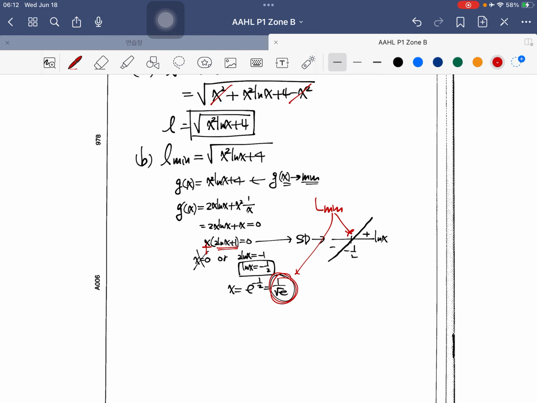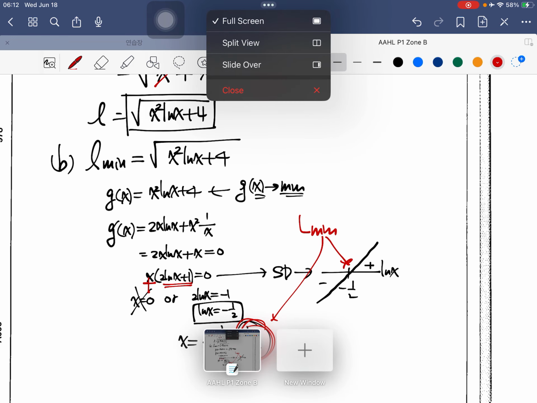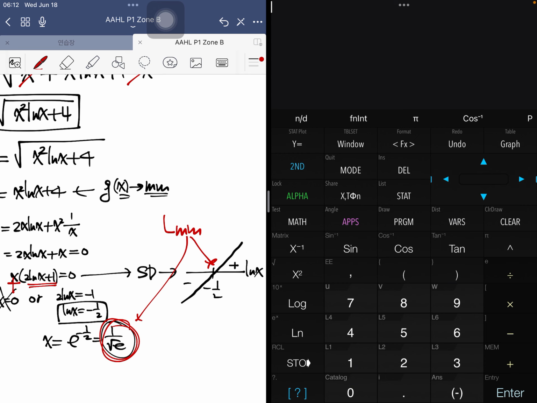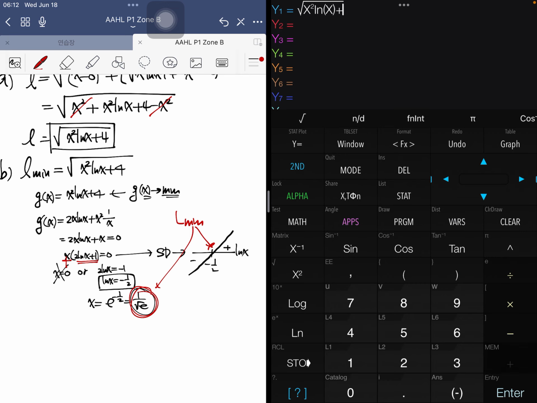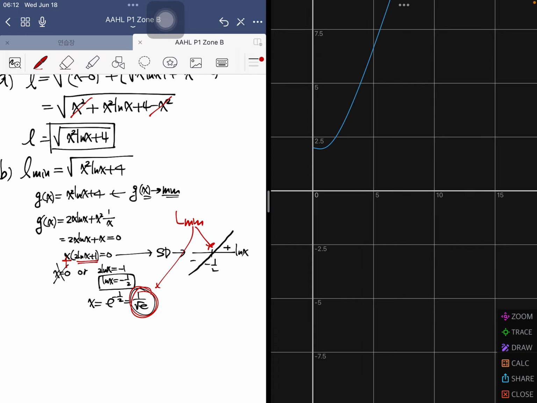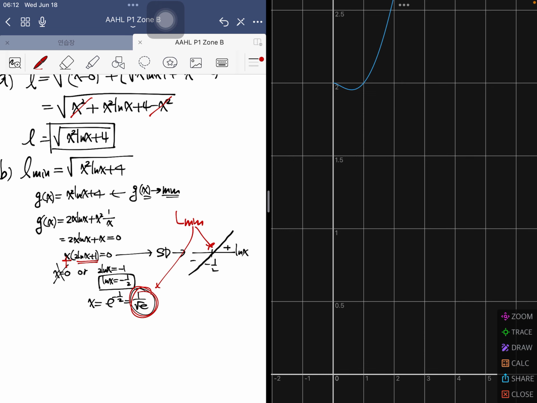Okay, I can show you my answer. Let me show you. This is paper 1, but let me double check my answer to see if it's correct or not. All we can do is draw a graph of this function, the square root of x squared ln of x plus 4. So this is the local minimum point, right? So find the x value of the corner. Make sure of this.